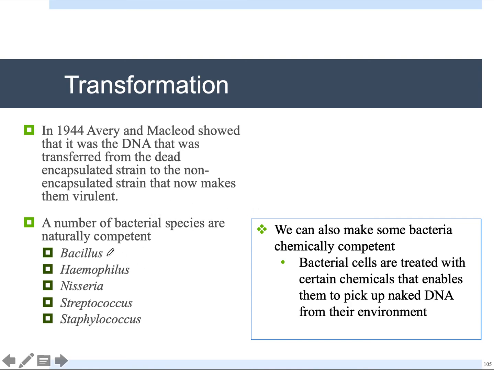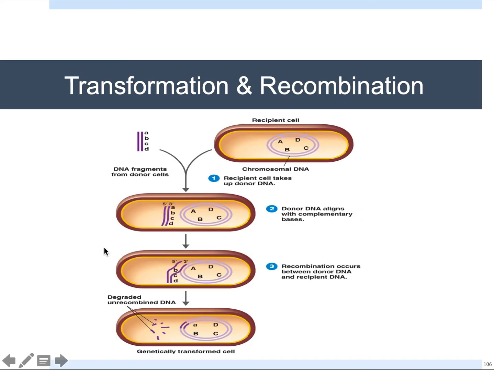This procedure happens naturally in a number of bacteria, such as Bacillus, Haemophilus, Neisseria, Streptococcus, and Staphylococcus. These groups of bacteria are able to carry out gene transfers using transformation naturally. You can also do this artificially, chemically inducing them when the bacteria is at a stage where you can actually pass this genetic material into them after disrupting their cell membrane or their cell walls.